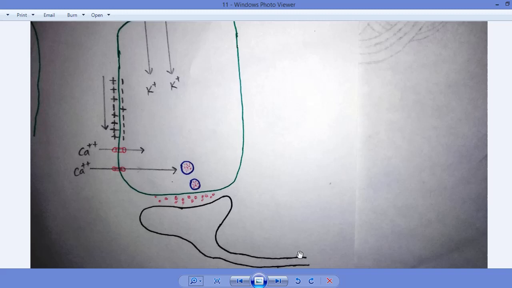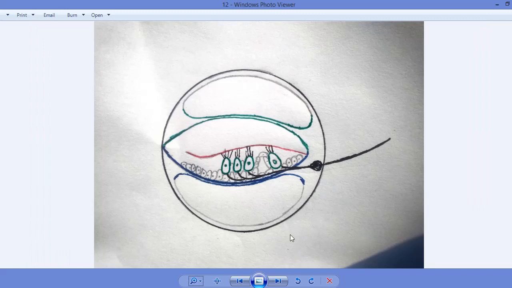When this action potential is transferred toward the cell body of the cochlear neuron, it will go all the way through the axon toward the brain, and this nerve is called the cochlear nerve.